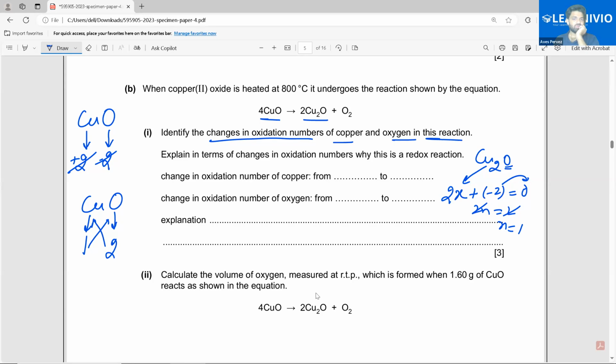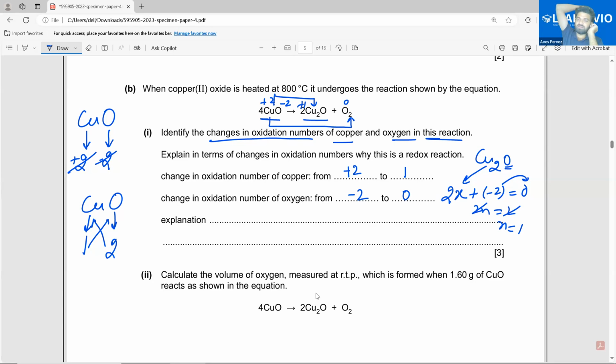And here it is +2, but when it goes to this side, it becomes +1. So copper is going from +2 to +1. But here it is -2 for the oxygen. I have told you that when an element is in an individual state, written alone, its oxidation state becomes 0. So here it will be 0, going from -2 to 0.